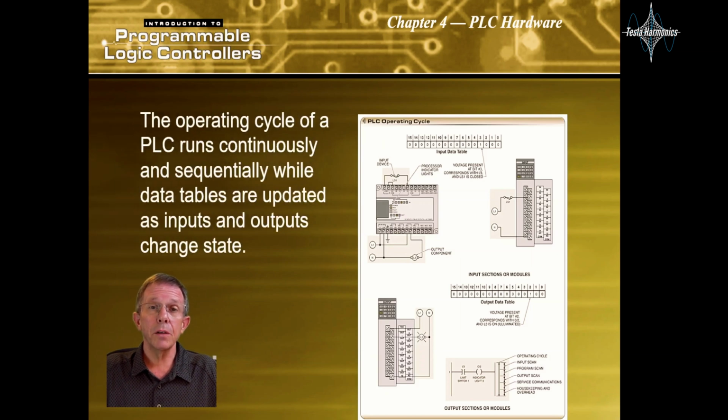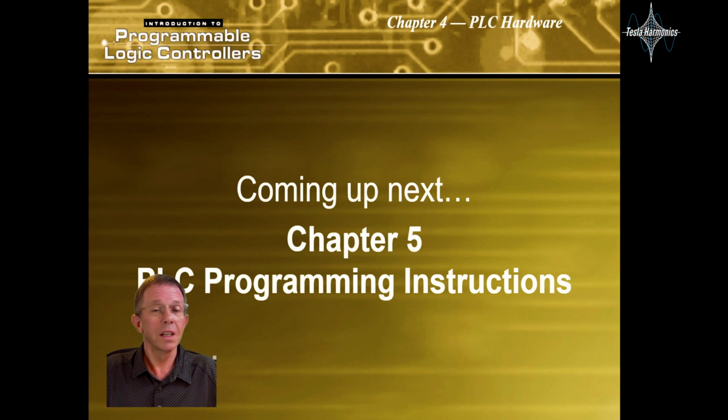The operating cycle of a PLC runs continuously and sequentially while data tables are updated as inputs and outputs change state.